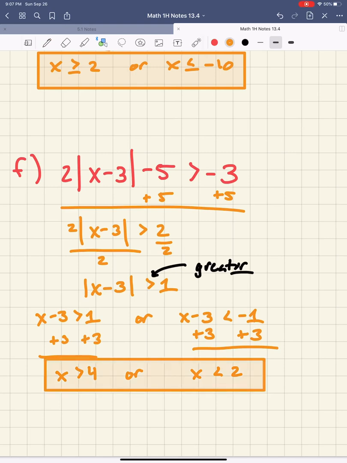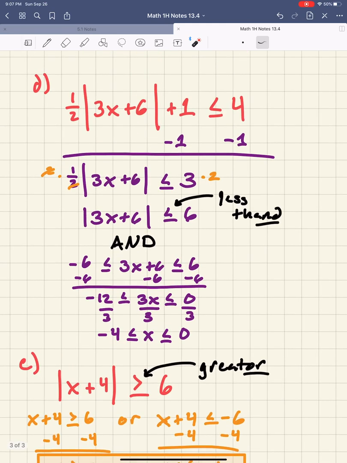All right. So just a quick recap. The symbol that we have decides whether it's going to be an OR compound inequality or an AND compound inequality. This symbol makes that decision for us, right? We have to figure out which one it turns into.